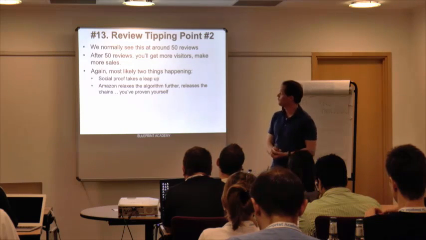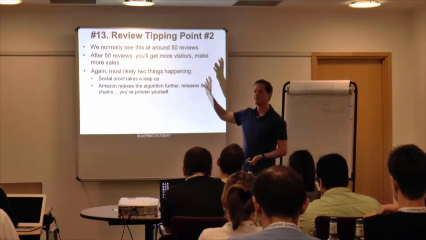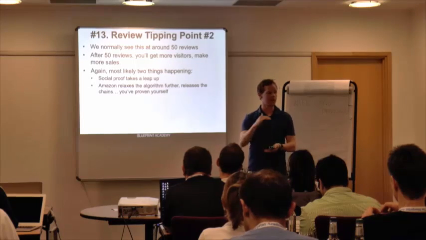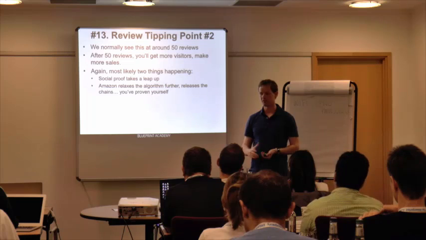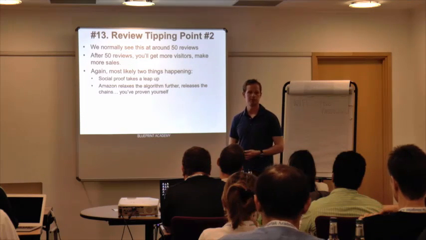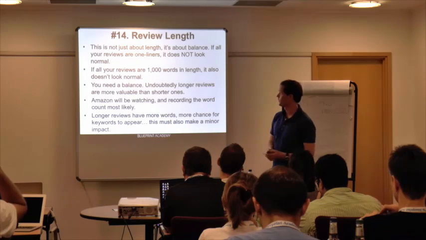So the first one, 15 reviews, that's one tipping point. 50 reviews, again, it's probably different. It would make sense that it's different from product to product, because if the average for your products in your particular niche is like 1,000 reviews, then maybe 50 is not the second tipping point. But there is a second tipping point. At least that's what we've seen.